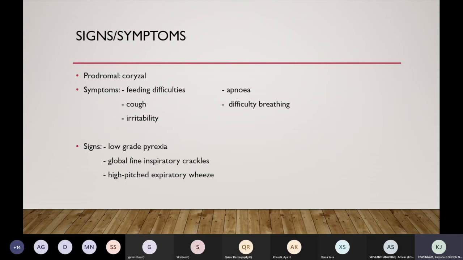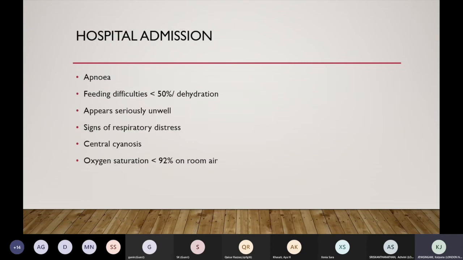They sometimes even have a low-grade pyrexia, and on auscultation you might hear a global fine inspiratory crackle and a high-pitched expiratory wheeze. Okay, so an inspiratory crackle and an expiratory wheeze.